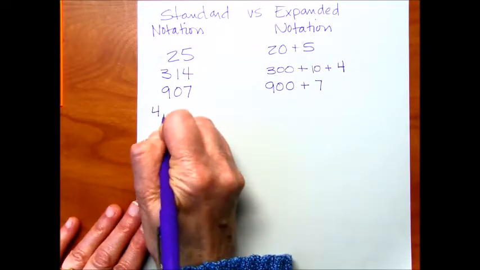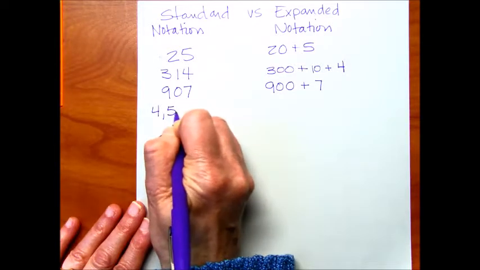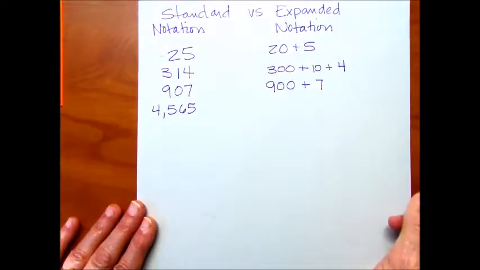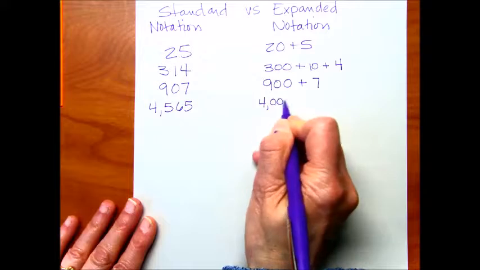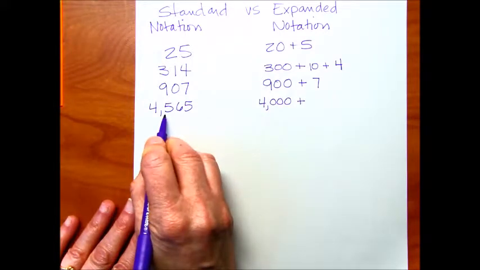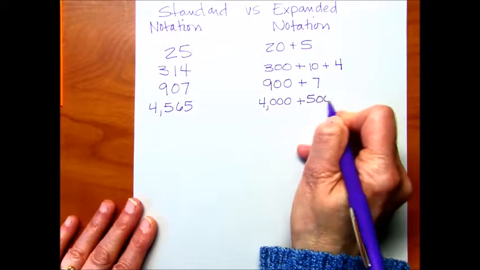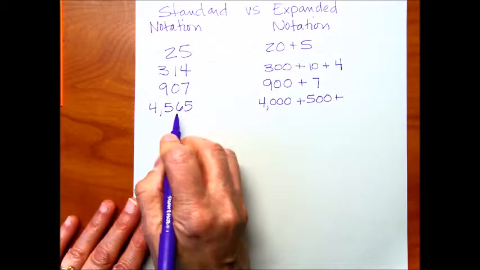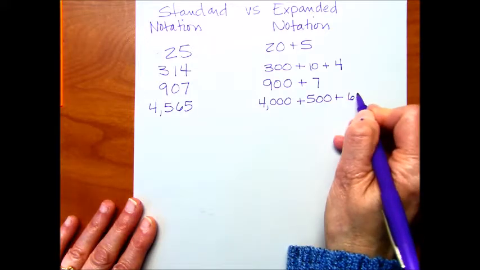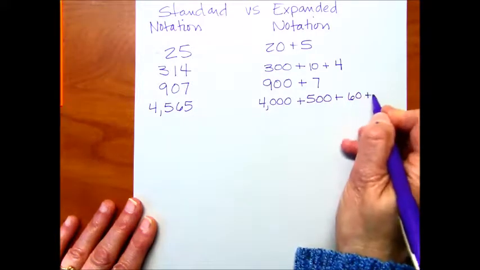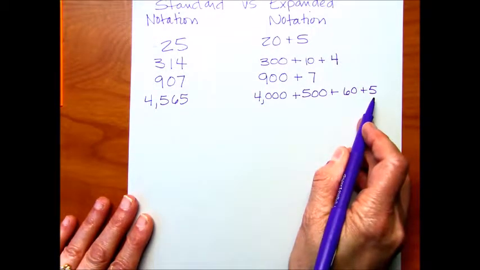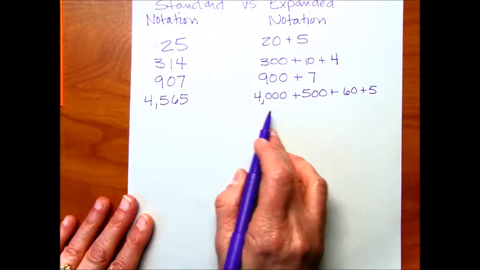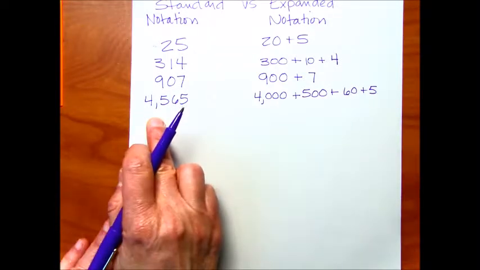Let's go to a 4-digit number. We have 4,565. Here we have 4 thousands, 5 hundreds, 60 or 6 tens, so I'm going to write that as 60, and 5 1s. Okay, 4,000 plus 500 plus 60 plus 5 is going to be our expanded version. If we condense that, if we added it up, we would get this number.